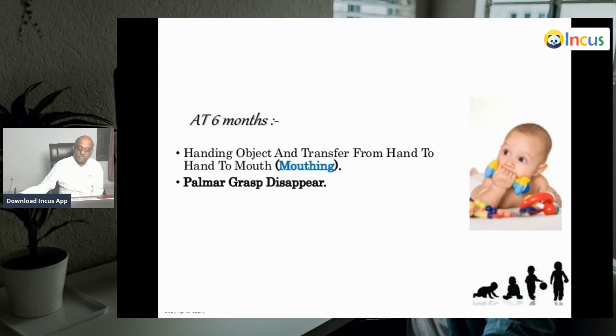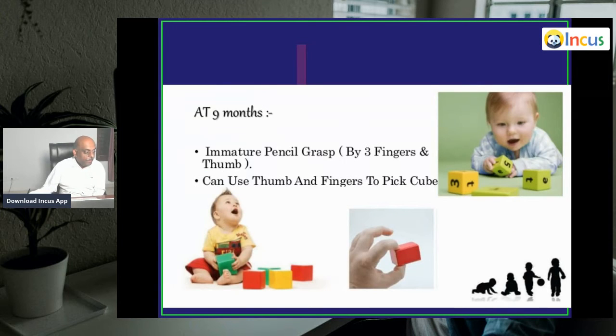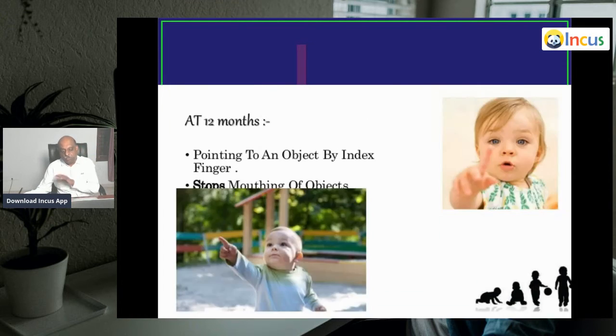At 6 months, he will be handling objects and transferring from hand to the mouth, called mouthing, and the palmar grasp will disappear. At 9 months, there is an immature pencil grasp by 3 fingers and thumb, and he can use the thumb and fingers to pick up the cube. At 12 months, he will be pointing to an object with an index finger.